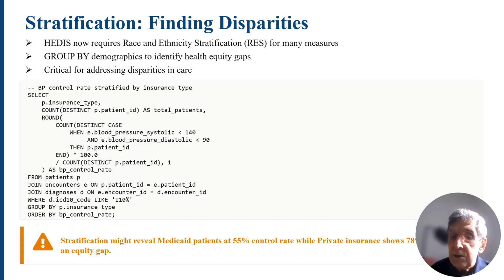In practice, quality teams stratify by insurance type and sometimes even race, ethnicity, age group, and even gender. Each stratification reveals different patterns and potential interventions. But the SQL is the same group by pattern we learned in Part 6A at the beginning of this week, just applied to a more complex base query.